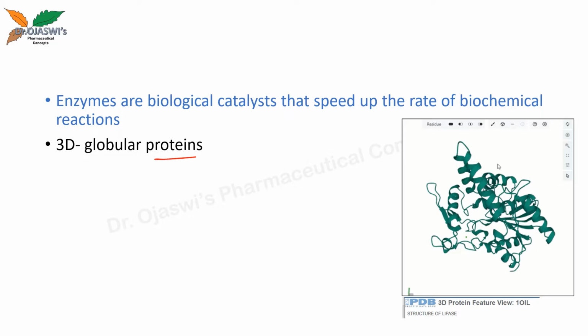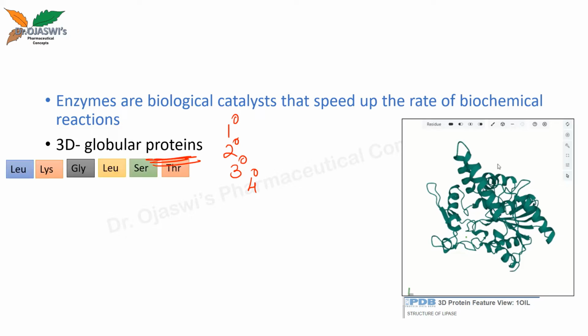If you remember the conformation of proteins: primary protein structure, secondary protein structure, tertiary and quaternary protein structure. So proteins are what? Proteins are nothing but they are made up of amino acids. So amino acids come together and make proteins, and many such polypeptide chains make enzymes. So it's a long chain of amino acids.